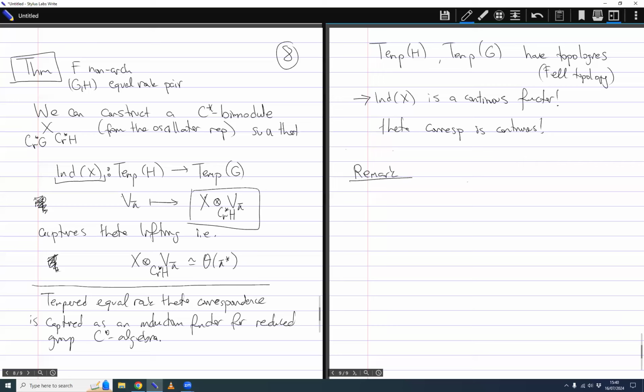So what you do is you take the oscillator representation. This is the smooth oscillator representation, some kind of Schwartz space, affording the Fréchet space oscillator representation. I want to view this as a C-star bimodule over these C-star algebras. And even to get going, first of all, for these group C-star algebras, remember, if you're a module for the reduced group C-star algebra, you have to be a tempered representation of the group.